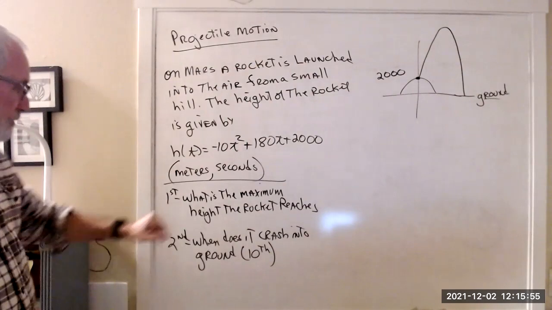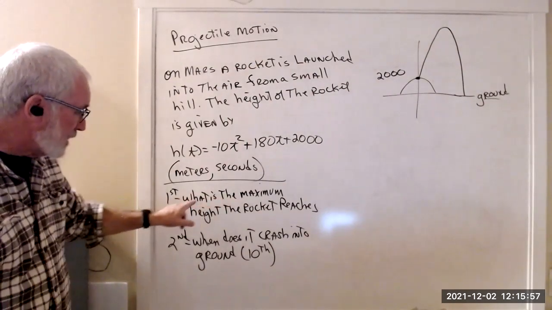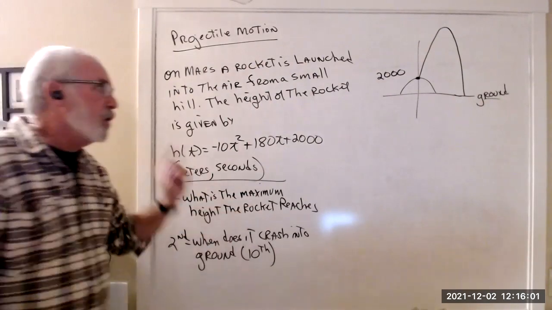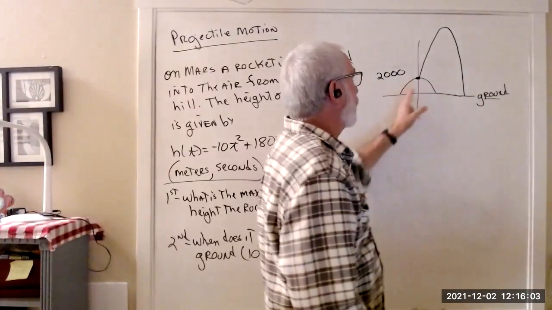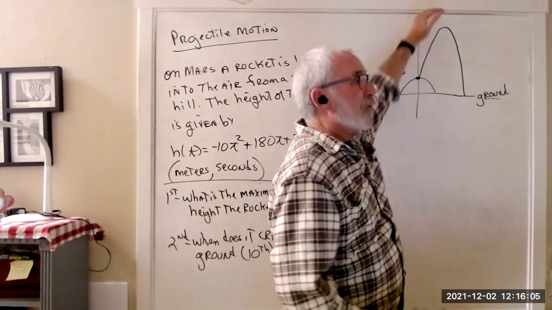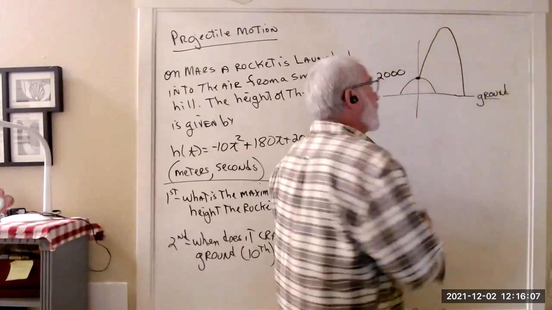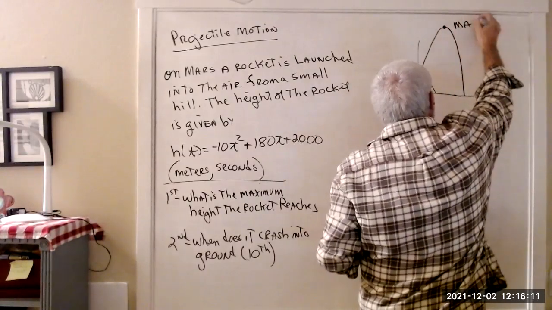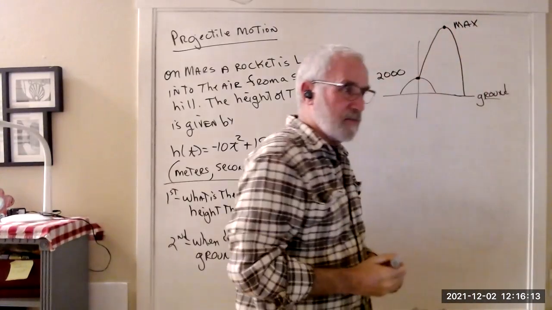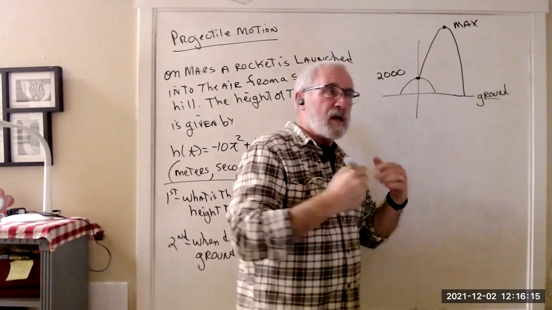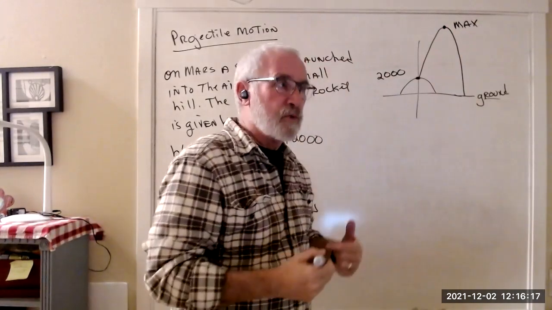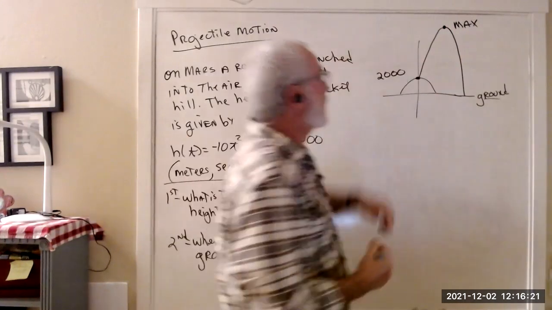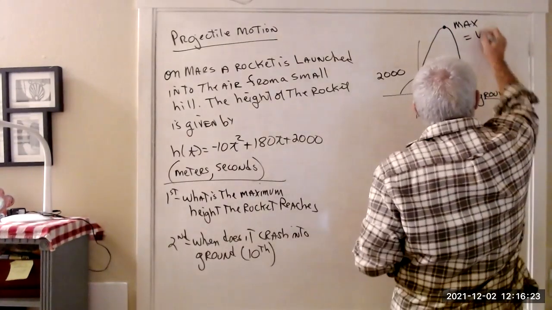The second thing, key word here: what is the maximum height that the rocket reaches? Well, the rocket's going to start at 2000 and it's going to go up somewhere, and it's going to hit this maximum height here, max. Guess what? That's the vertex. The maximum height in this picture is the vertex.